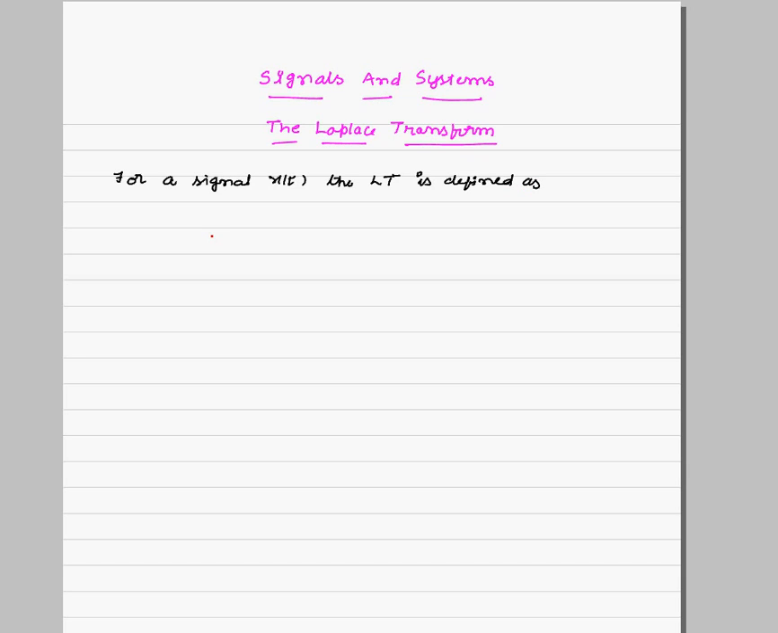It is defined as X of s is equal to the integral from minus infinity to infinity of x of t into e power minus st dt. Let me call this equation 1. Here, what is s? s is some complex number which can be written as sigma plus j omega.